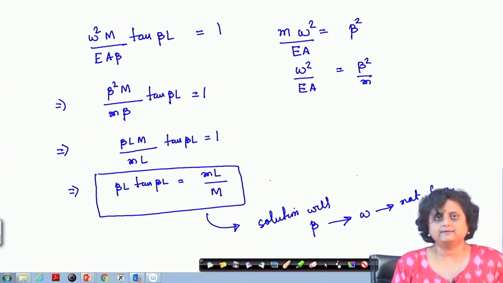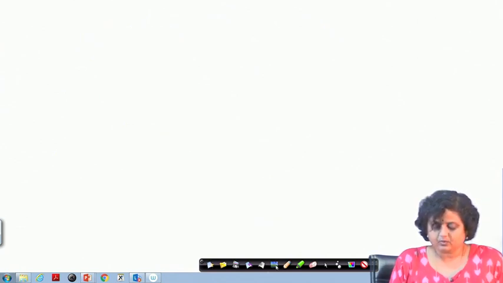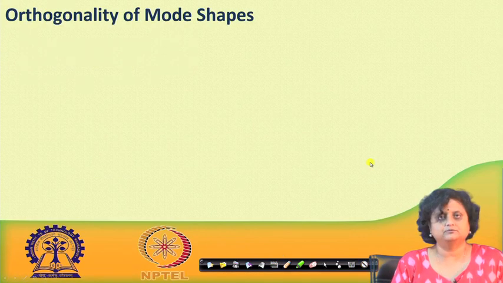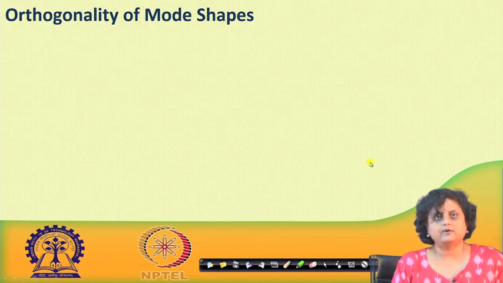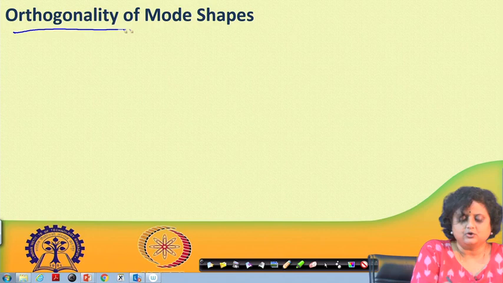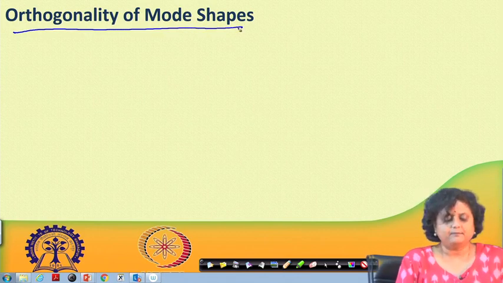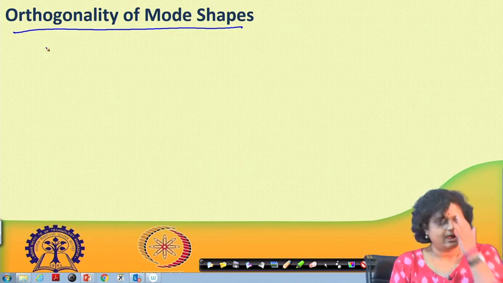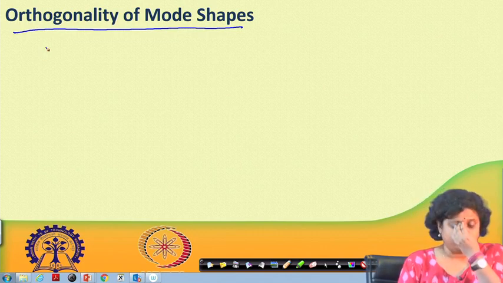So, a good example is to also find out the natural frequency of a bar where there is a spring k at one of the end. So, with this, we will move into the next part of this lecture, where we will try to prove the orthogonality of mode shape. So, let us start by writing down the equation of motion under the rth normal mode.